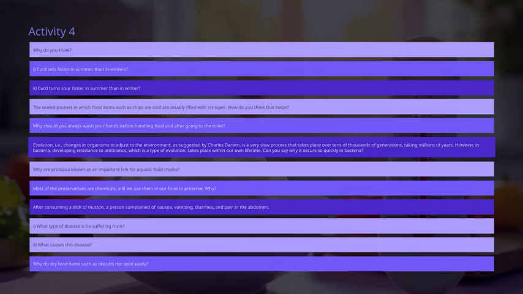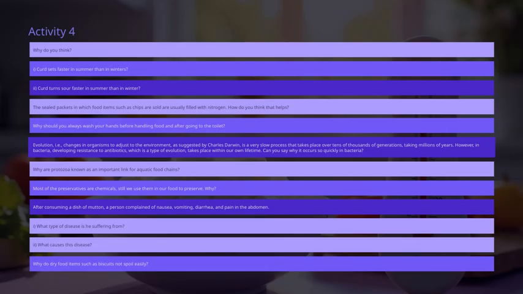Next, why are protozoa considered an important link in aquatic food chains? Protozoa serve as a food source for small aquatic animals, and in turn, they feed larger organisms. They help transfer energy up the food chain, making them vital for maintaining a healthy ecosystem. Despite most preservatives being chemicals, why do we still use them in our food? Because preservatives effectively prevent spoilage, inhibit bacterial and fungal growth, and extend shelf life, ensuring our food stays safe and fresh for longer periods.